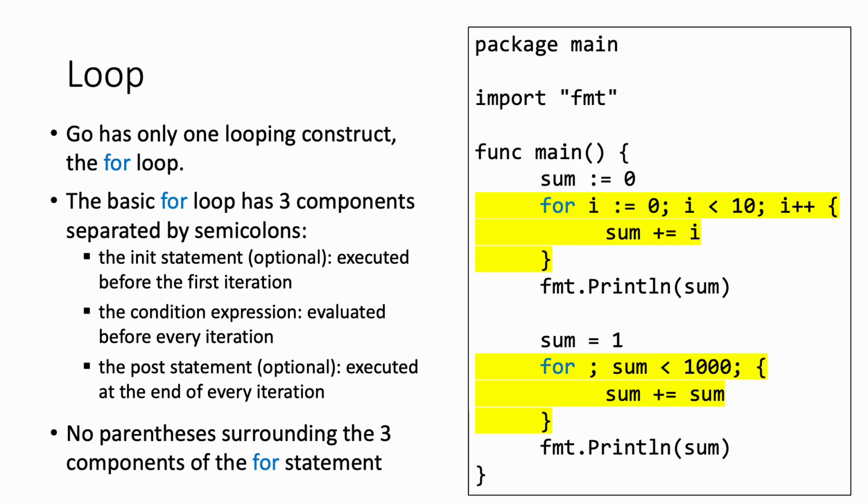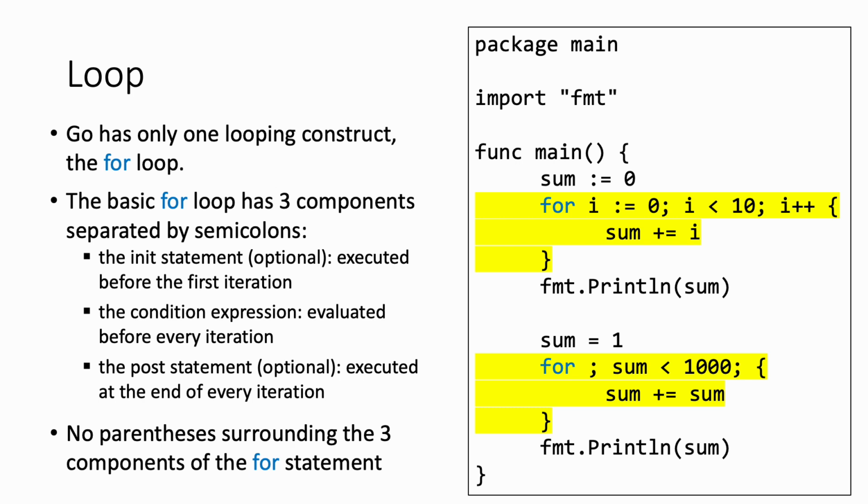Now let's start discussing loops in Go. Recall that if you have learned C, C++, or Java, you know that each of those languages has three looping constructs, including the while loop, the do-while loop, and the for loop. Go has only one looping construct, which is the for loop.